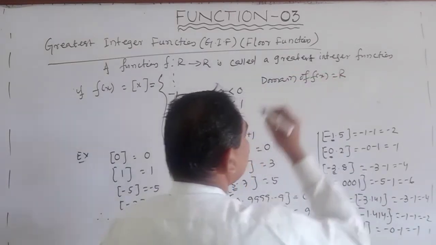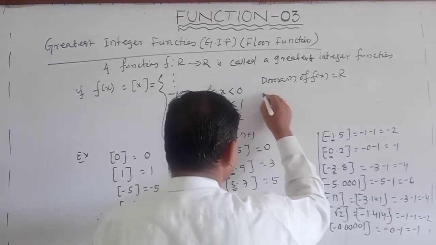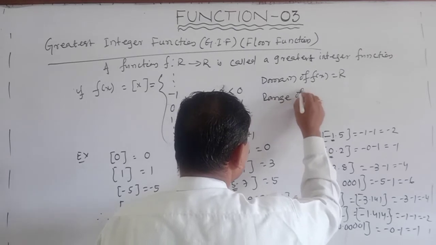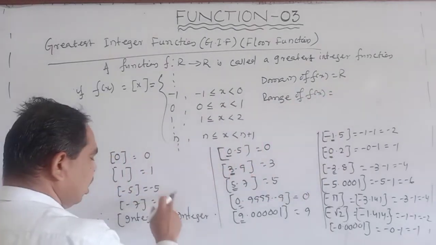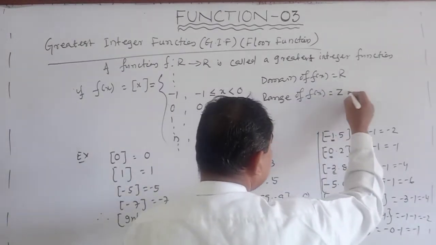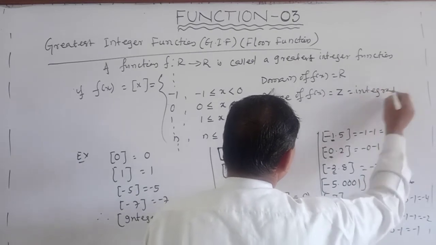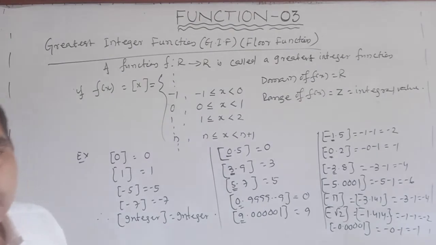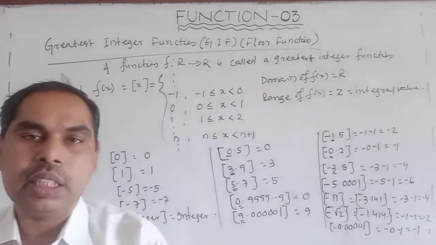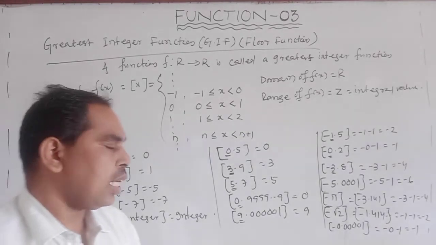So remember, domain of function, domain of f(x) means real numbers R. Whatever the input, all real values of x are allowed. Output range of function, range of f(x), is only integral value, only integer. So the range is integer and the domain is all real numbers R.